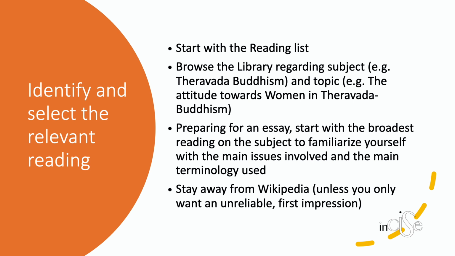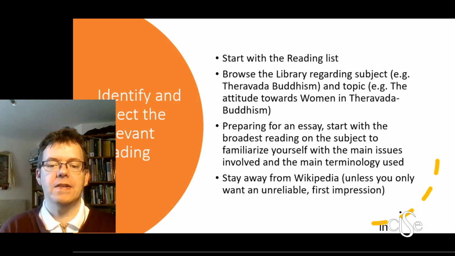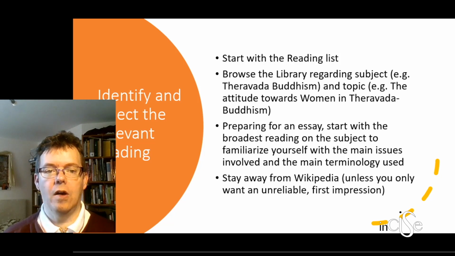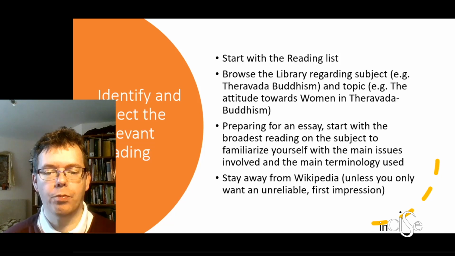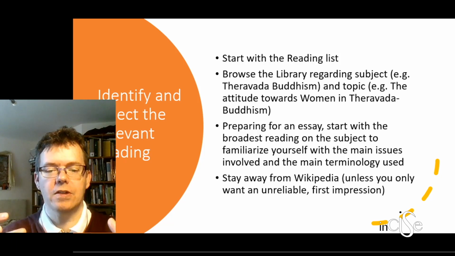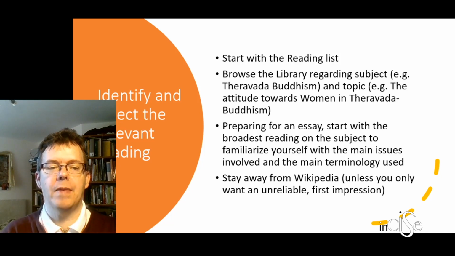Now, I already spoke a little bit about these concentric rings, going from the wider to the closer, from the outside to the inside, and then from the inside to the outside. So you start with your hunches. You start with what is given in your reading list. You can browse your library regarding a subject or a specific topic. Yeah? You can use scholar.google.com in order to find more scholarly sources. You can use services by the library when your library subscribes to JSTOR and similar, or ProQuest books and similar services. And then you prepare your essay from the broadest reading, as I just told you, of the subject, to familiarize yourself with the main issues involved and with the main terminology. Yeah? And then you zoom in.